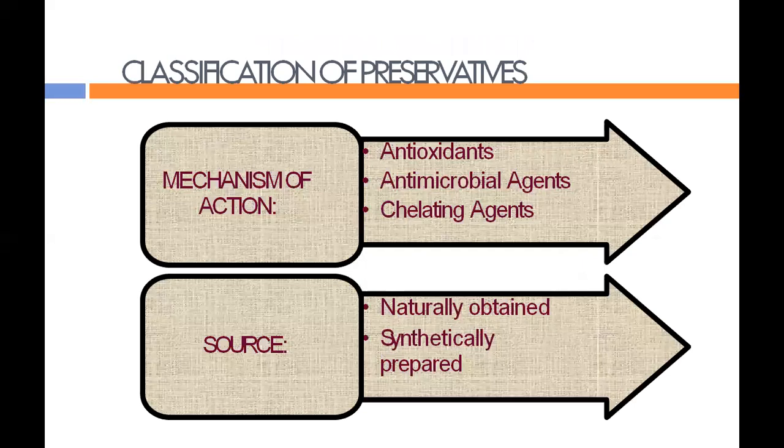Now, preservatives are classified in two different ways: based on their mechanism of action, and based on their source. Based on the mechanism of action, preservatives are of three types: antioxidants, antimicrobial agents, and chelating agents. And based on the source, these are of two types: naturally obtained and synthetically prepared.